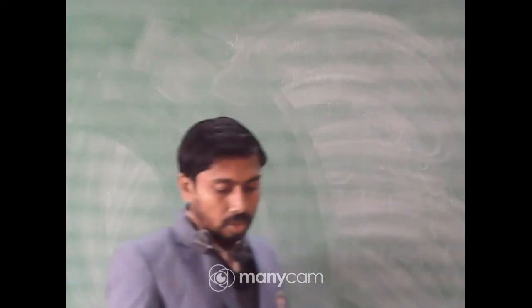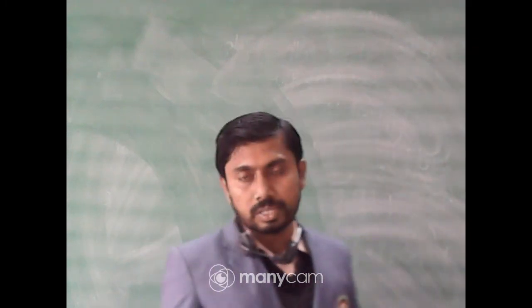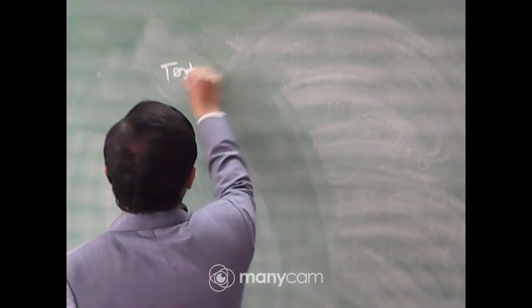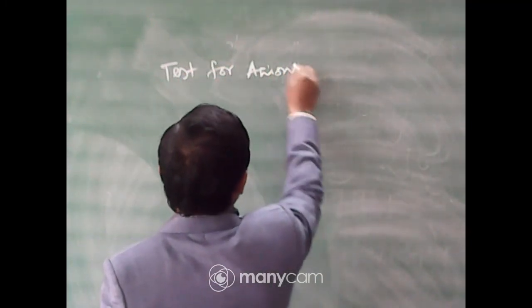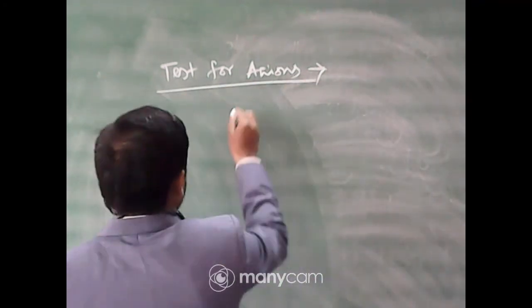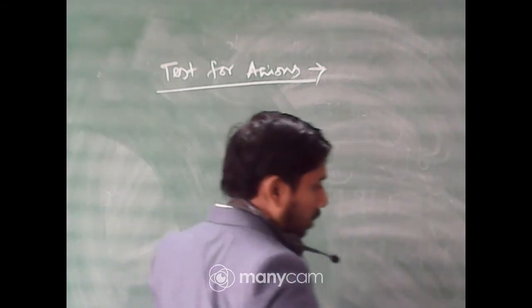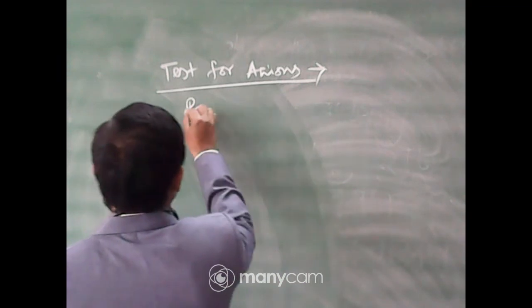Okay. So today I will show you some tests from the inorganic part, that is, tests for some anions. The presence of an anion in a salt can be proved in two ways. You know about it already, these practicals are done.